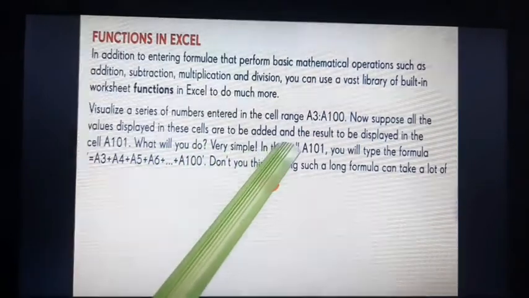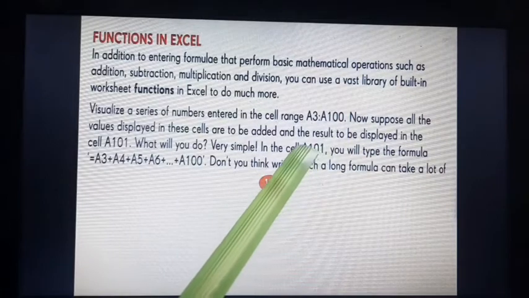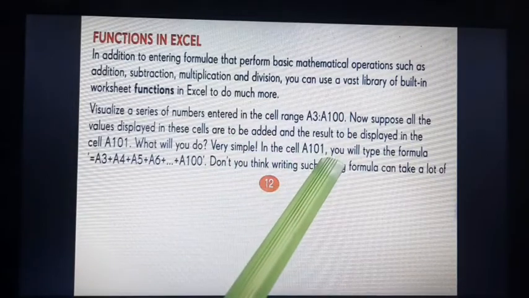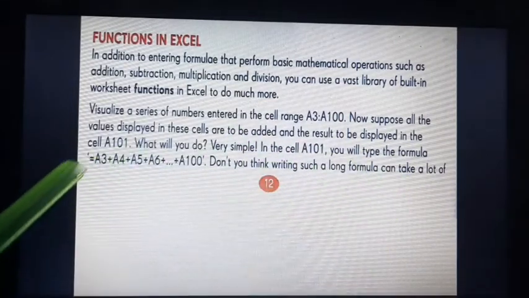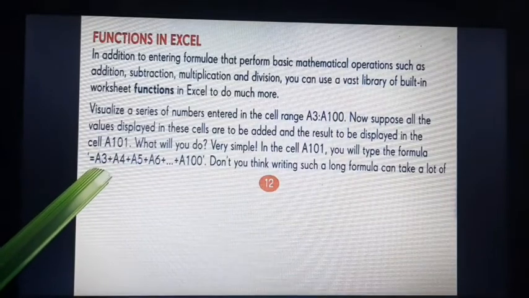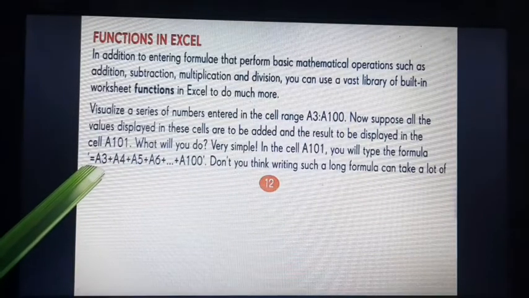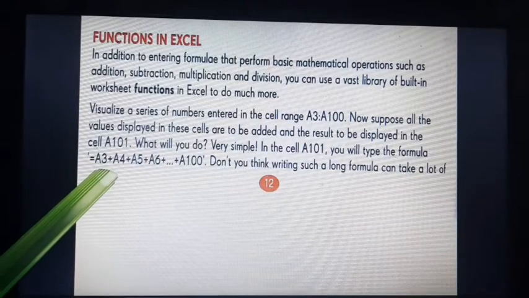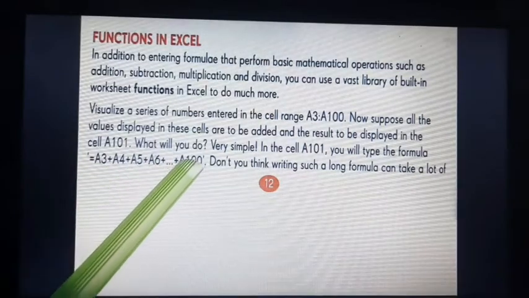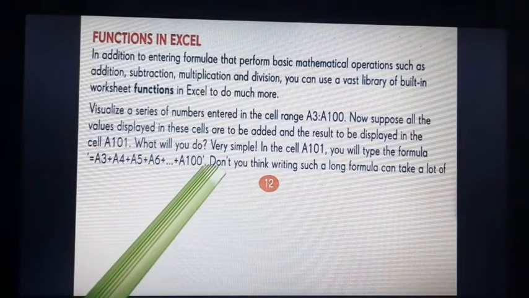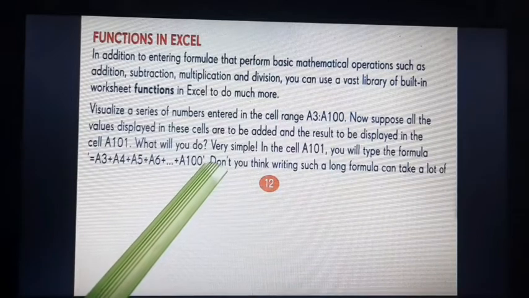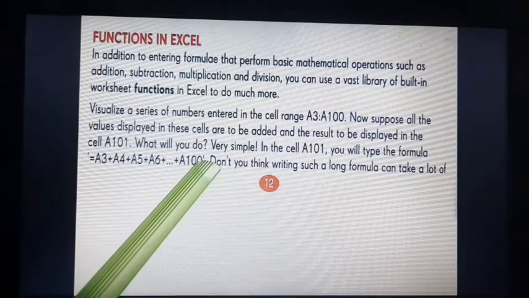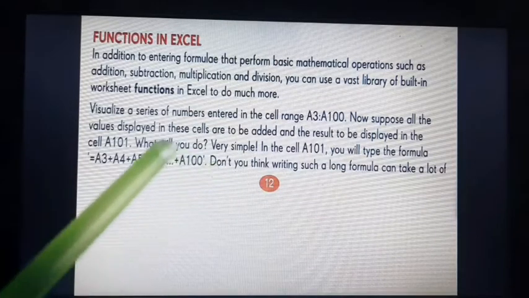Now very simple. We will click on the cell A101 and type the formula equal to. The formula must start with equal to, we know that. Now we will write equal to A3 plus A4 plus, and so on up to A100. We'll write that and press the Enter key. Then we'll get the answer. We know that.